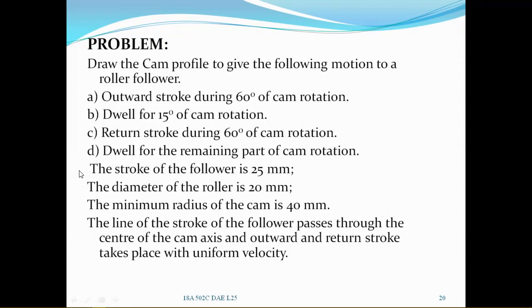So let us see, that means in two steps we have to complete this. One is the displacement diagram and another is the cam profile. So friends, here the angles are given to you: outstroke, dwell, return stroke, and remaining part dwell, and also stroke length is given to you, and the roller diameter is given to you, and minimum radius is also given to you. As it is not the offset follower, it is the radial follower. And the motion of the follower is uniform velocity. With this data, you have to draw a displacement diagram as well as the cam profile. Let us see this also.